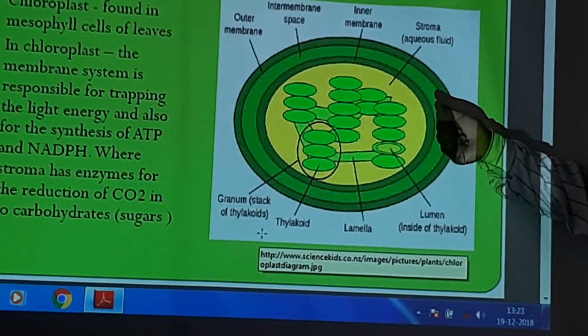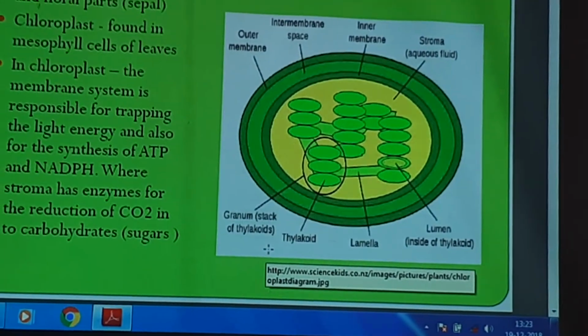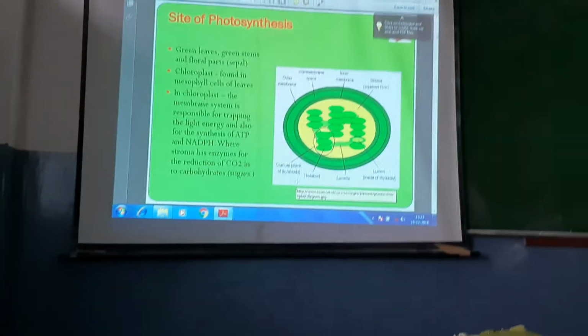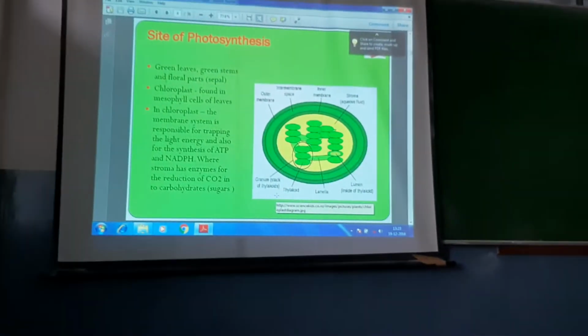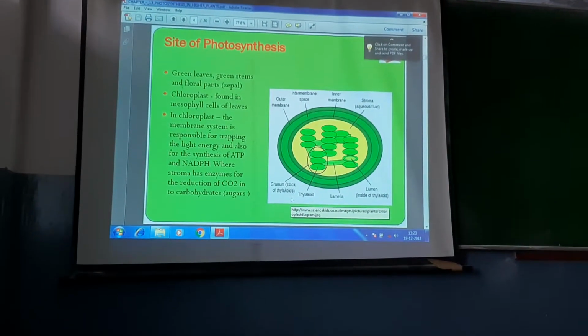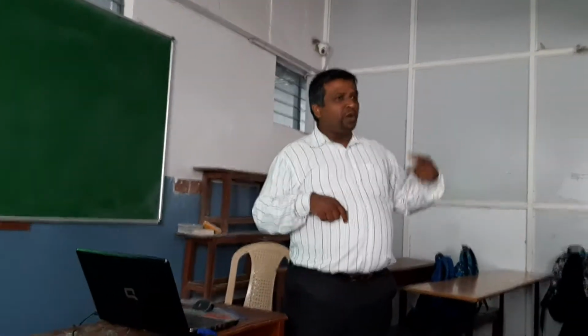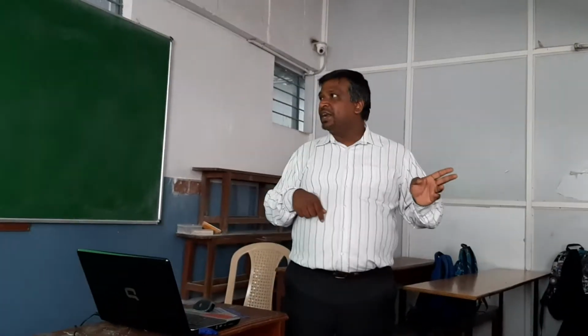So the ultrastructure of chloroplast: green leaves, green stem, and floral parts like sepals have chloroplasts. Chloroplast is found in the mesophyll cells of leaves. Mesophyll cells are of 2 types in dicot leaves. What are they? Palisade chlorenchyma and spongy chlorenchyma. We have discussed this already.